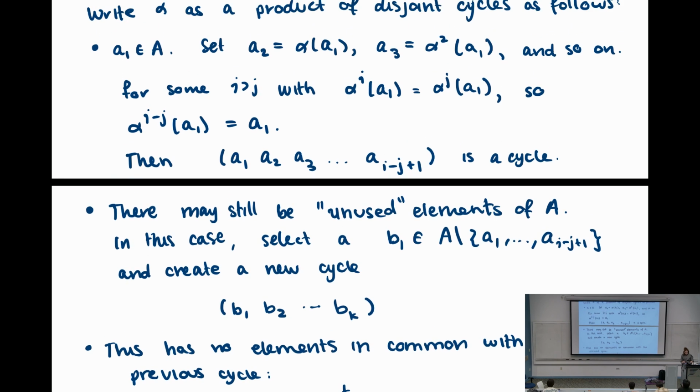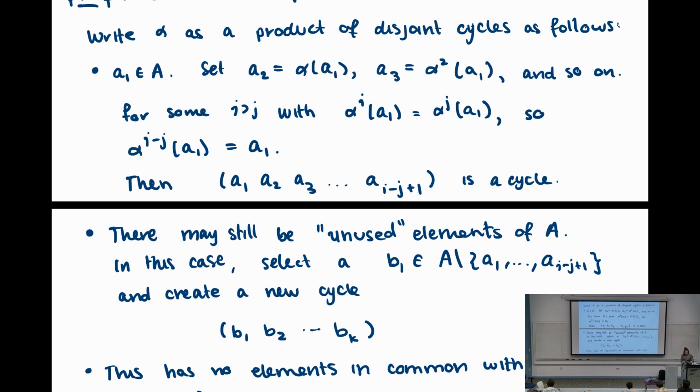So what I want this element to be is alpha to the i minus j of A1. And the index, for example in these cases, tells you it is 1 higher than the power of alpha. So I think that's okay.